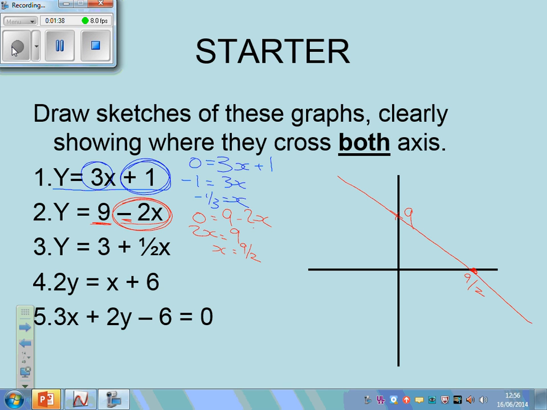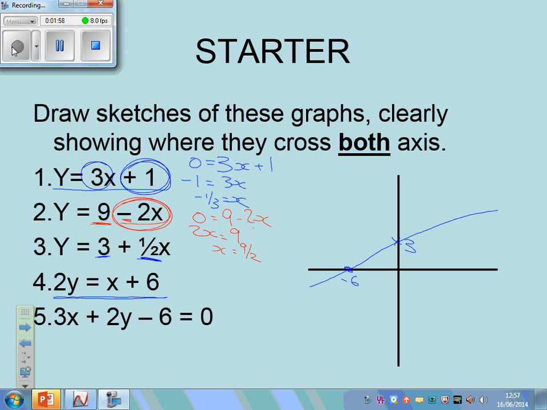On the third one, this time the gradient is just the number of x's here, which is a half. It's still going up, but not very quickly. And it's crossing here at 3 from that one there. So it's going up slowly, crossing through 3. That value there turns out to be minus 6.